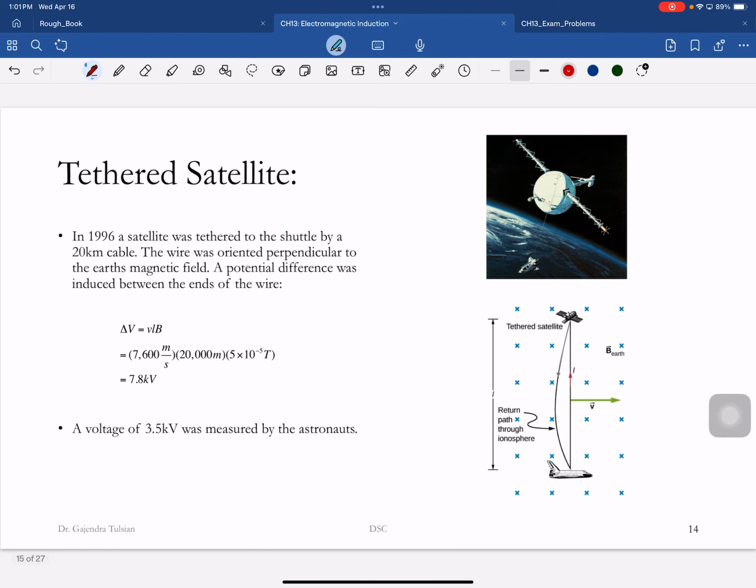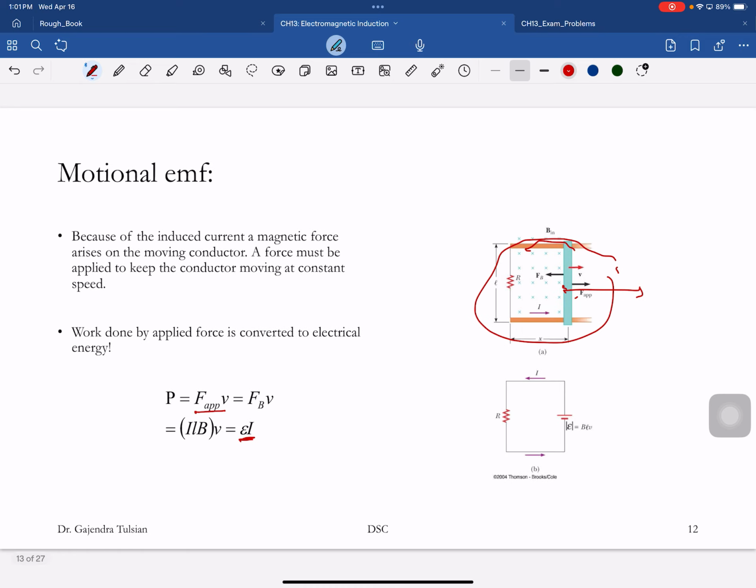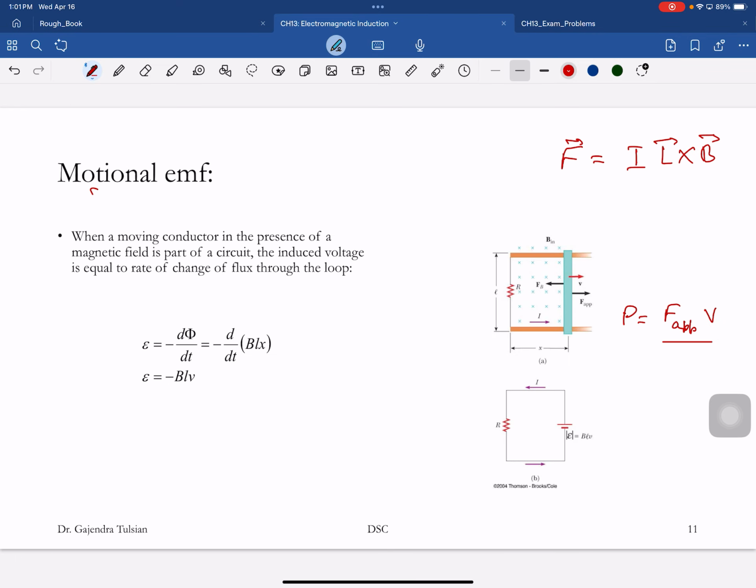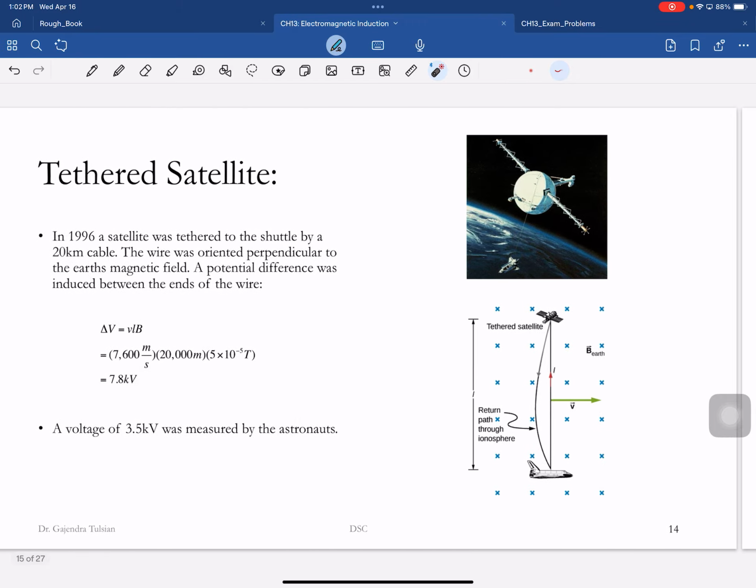So this thing, we said that, so what did we say here? So you take a conductor and you move it perpendicular to a magnetic field. The EMF induced is BLV. B is the magnetic field, L is the length of the conductor in the magnetic field, V is the velocity. Perpendicular to the magnetic field. And they tested this out, using the space shuttle.